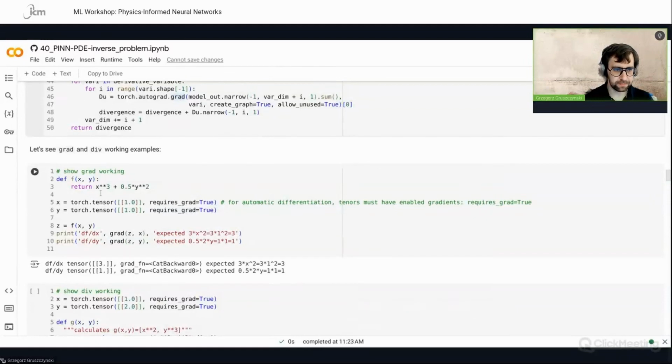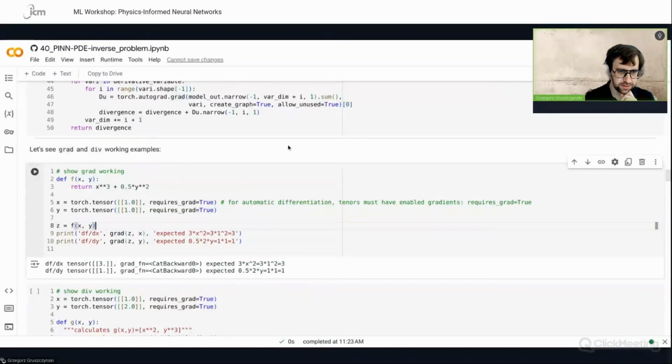So let us assume that there is some function x cubed plus 1/2 of y squared, and we are going to check whether the gradient and divergence operator returns the proper values. To check it, I create the x and y tensors having values 1, and I instruct PyTorch that it will require the gradients of these tensors. Next, I evaluate my function, and after that I can compute the derivative of this function with respect to x and with respect to y.